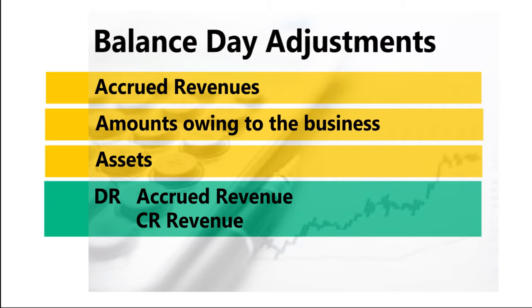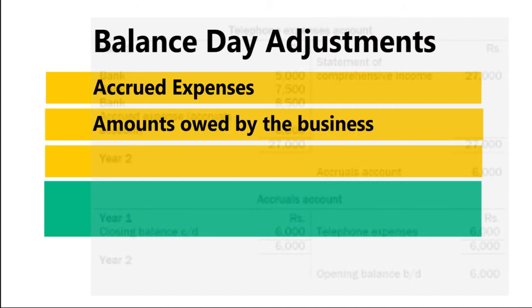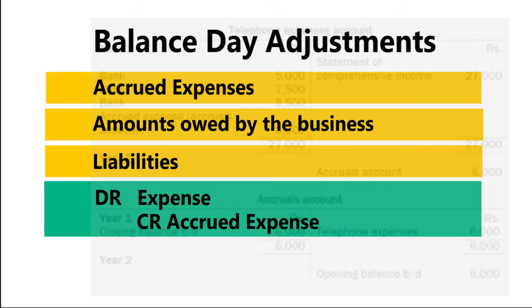Our fourth balance day adjustment is accrued expenses. These are expenses incurred but not yet paid, or you can say they are amounts owed by the business. Therefore, they are liabilities. So students have to credit the accrued expense and debit the expense involved. And an example of this balance day adjustment is accrued wages.